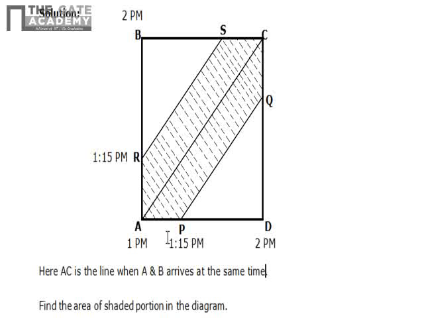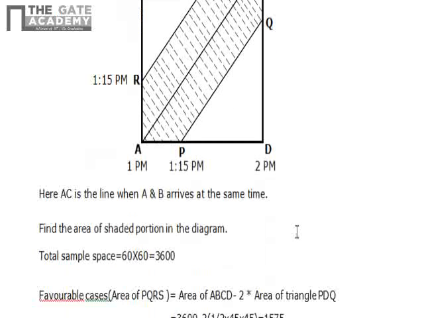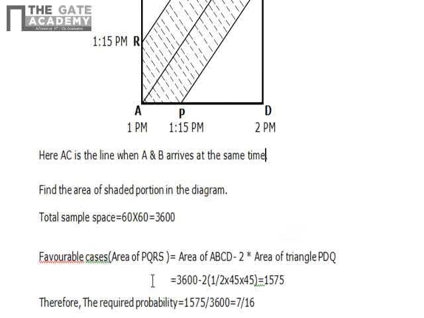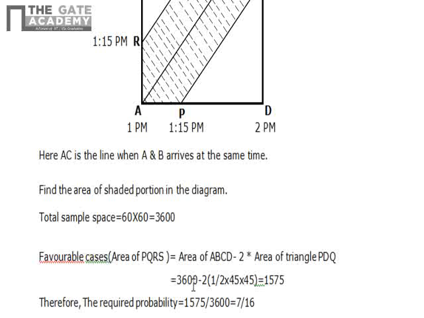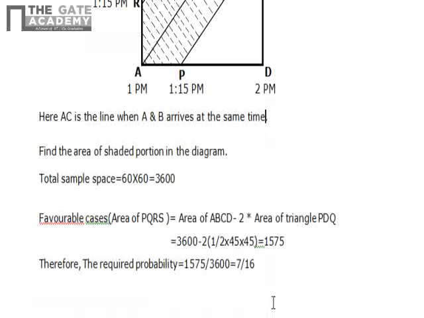Now you have to find out the sample space, or you have to decide the unit. So you'll have to decide the unit by minutes. So it is 60 minutes and 60 minutes. The total sample space will be 60 into 60, that is 3600. So the area of PQRS, that means the shaded region, will be equal to 3600 minus 2 into the area of triangles. So the area of a triangle is half into 45 into 45. The final answer is equal to 7 upon 16.